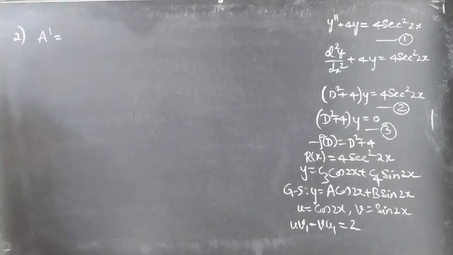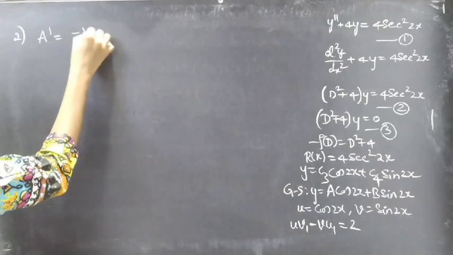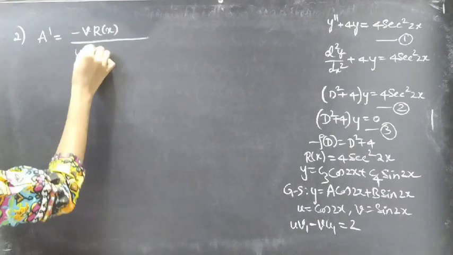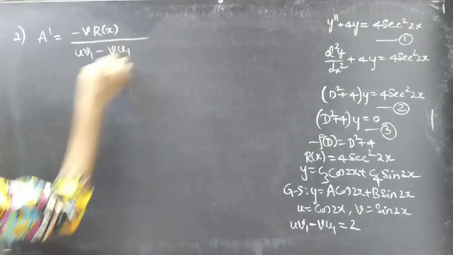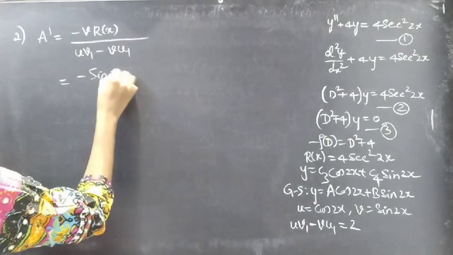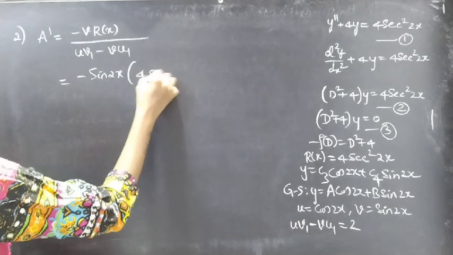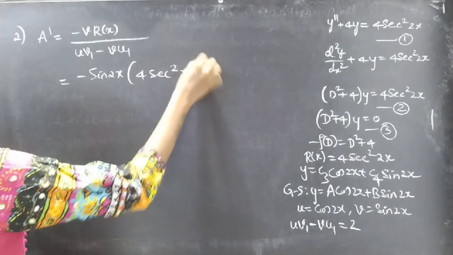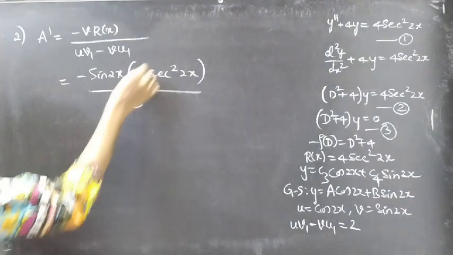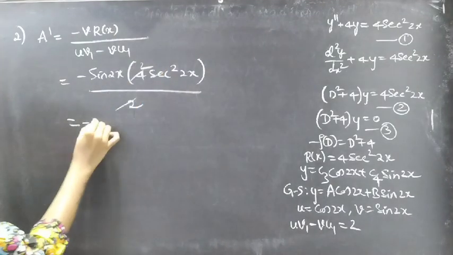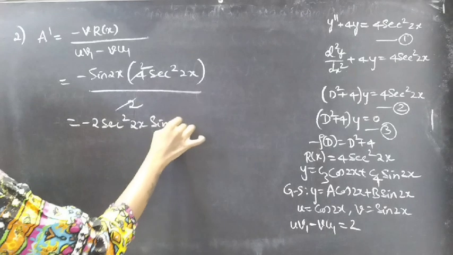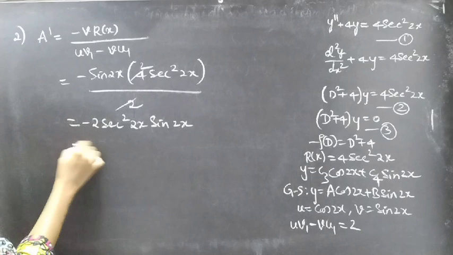We'll find a dash now. A dash is given by minus v into r of x by uv1 minus vu1, right? This is equal to minus v, sin 2x, into r of x, 4 secant square 2x, by uv1 minus vu1, which is 2. This gives us minus 2 secant square 2x sin 2x, right?